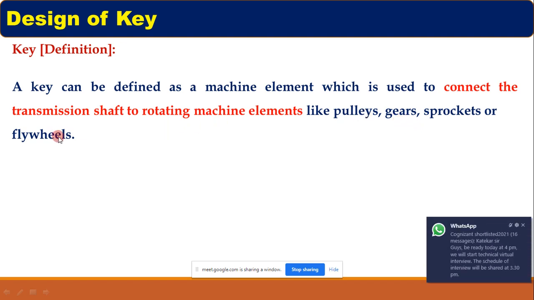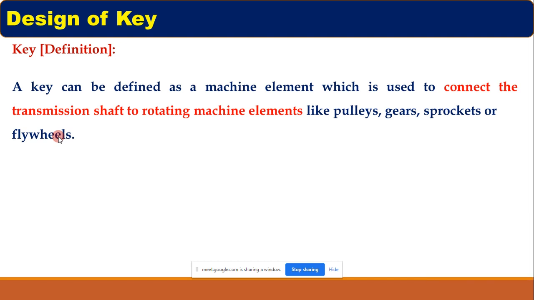So whatever the rotating machine elements that we want to mount on the shaft, at that time we require a key to connect the rotating shaft with these rotating machine elements. So this is the definition of key.